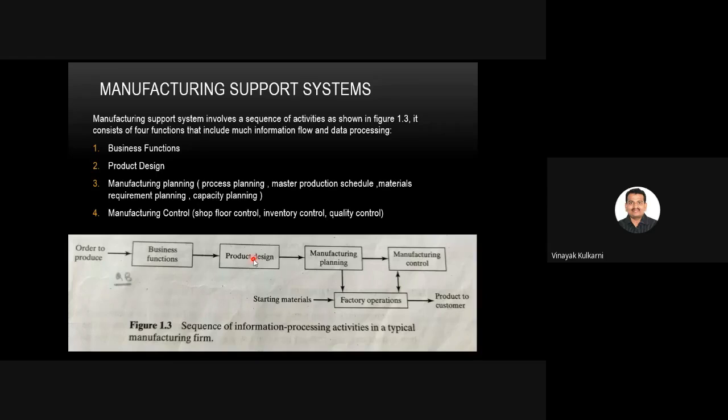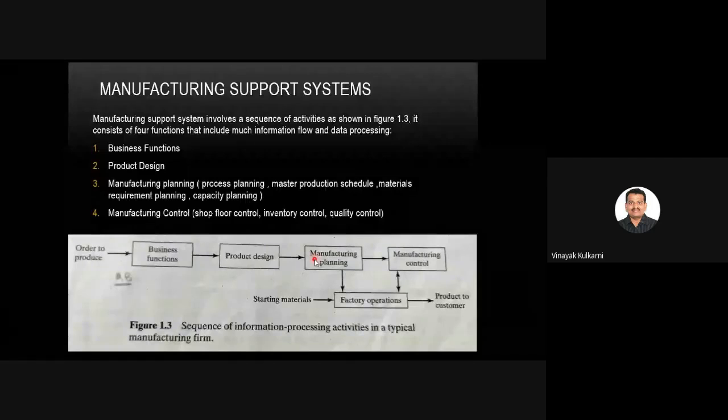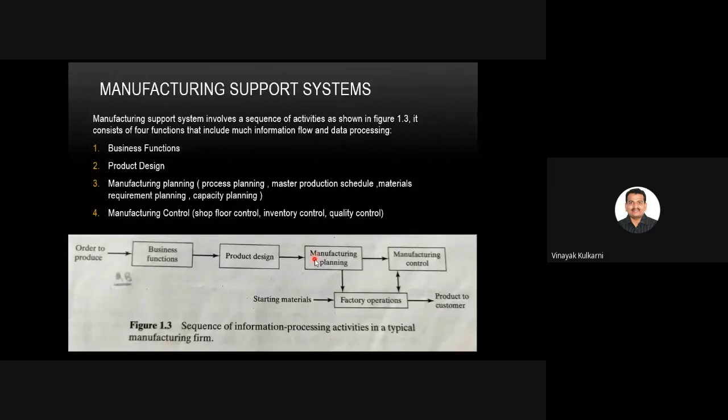Now the sales department, everyone knows how it works. The direction of information flow is indicated again here. This product design will go into the manufacturing planning. Now how does the manufacturing planning take place? In manufacturing planning also, there are sub plannings, that is the process planning. There is a master production schedule. There is material requirements planning and there is capacity planning. So in manufacturing planning, there are four: process planning, master production schedule, material requirements planning and capacity planning.